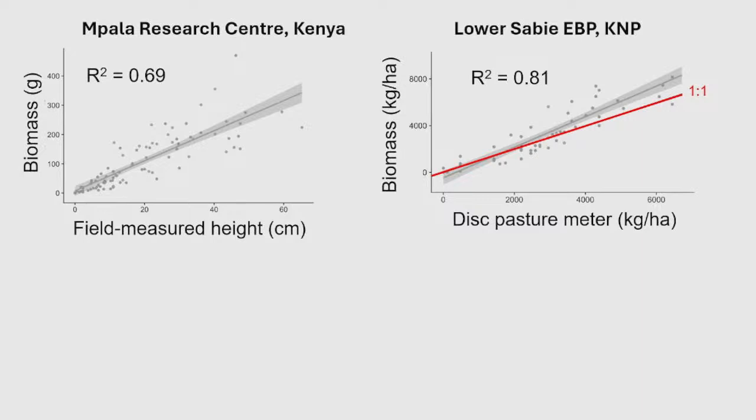R-squared here is 0.81. And I'll just point out that although the correlation is strong, it is slightly off this 1-to-1 line that you might expect. So that is to say that here on the y-axis, this is what we collected in the field. So this is the true biomass. And this is our estimate using the disc pasture meter. We'd expect those numbers to be on the 1-to-1 line, and they're slightly off.